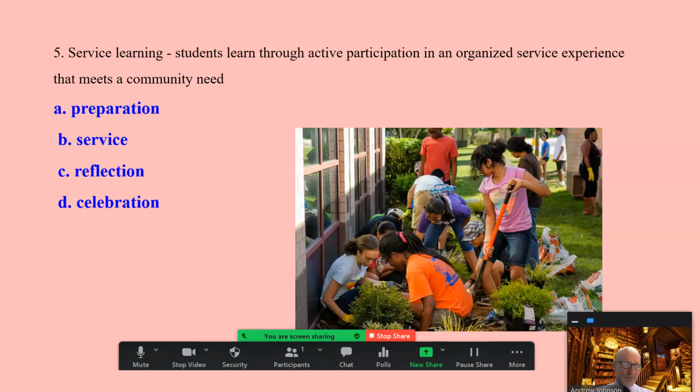Service learning is an experience in which students learn through active participation in an organized service experience that meets a community need. There are 4 components: preparation, used to provide students with the background information and skills necessary for the project. Second is student engagement, service. They're engaged in some type of meaningful work within the community. Reflection is the act of thinking critically about the experience afterwards, and celebration is a concluding activity used to recognize a job well done.